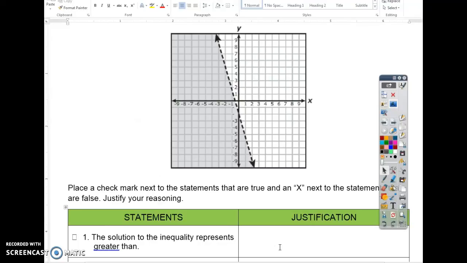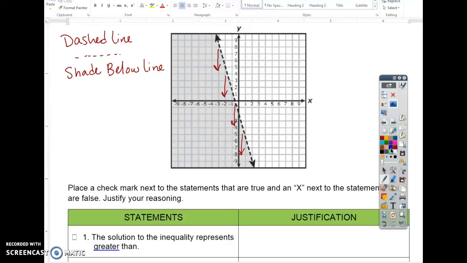Okay, this one they did not give you an equation, so we're going to have to come up with the equation. And we also have to write down some notes about it. It is a dashed line. Okay, this means dashed. That's a dashed line. And they shaded below the line, right? Shade below the line.